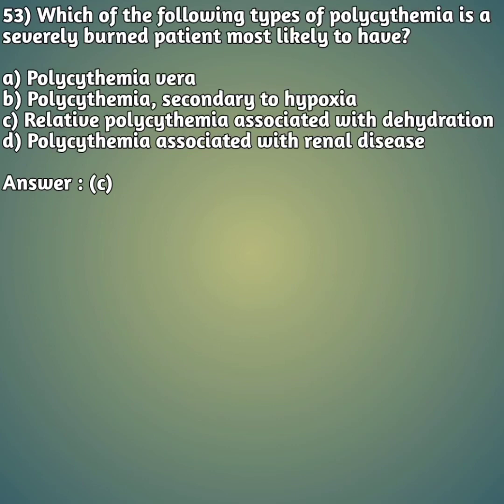Which of the following types of polycythemia is a severely burned patient most likely to have? Option A, polycythemia vera. Option B, polycythemia secondary to hypoxia. Option C, relative polycythemia associated with dehydration. And option D, polycythemia associated with renal disease. So friends, the right answer is answer C, relative polycythemia associated with dehydration. This type of polycythemia can be seen in severely burned patients. So friends, moving on to the 54th question.